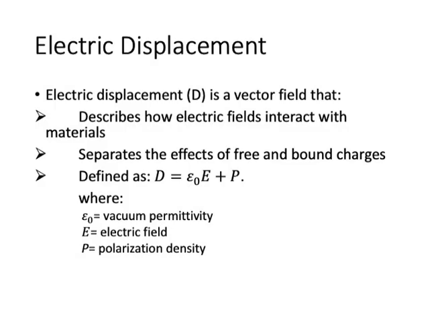Okay, this electric displacement vector D we can write as D equals epsilon naught E plus P. Here epsilon naught is the vacuum permittivity, E is the electric field, and P is the polarization density. That is about the electric displacement.